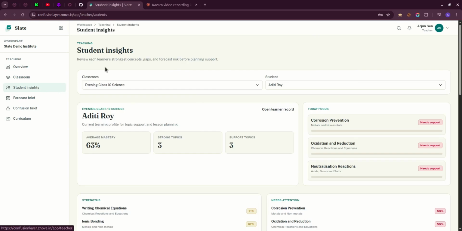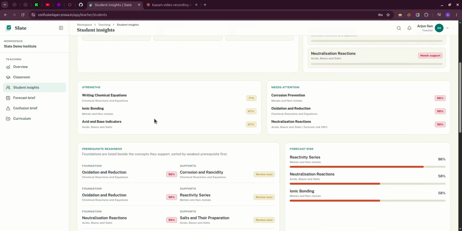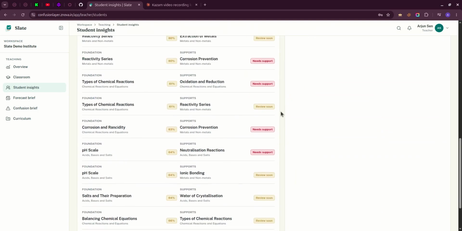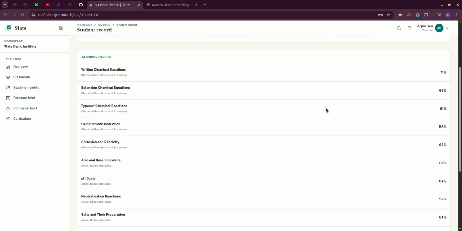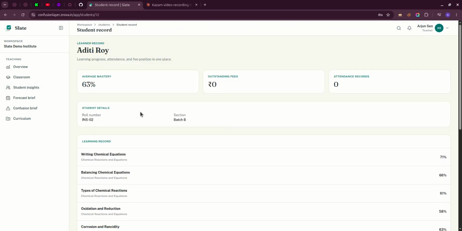The teacher does not need to manually guess who is struggling. Student Insights shows each learner's strengths, weak topics, mastery percentage, forecast risk, and next support action. This helps the teacher plan tomorrow's class with evidence, not guesswork.